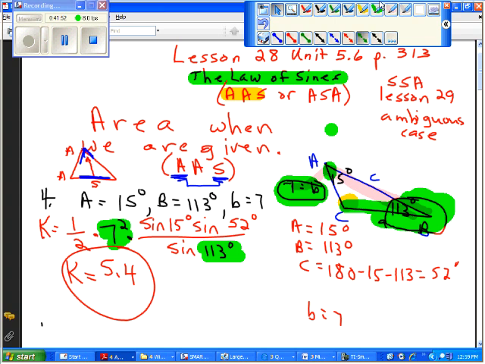And then if you have a triangle and what you're given is in the order of angle, angle, side, then what you're going to do is figure out which side is opposite which angle, and you're going to say area equals 1/2 of the side that you were given squared times a fraction whose numerator is sine of non-used angle number 1 times sine of non-used angle number 2 over the sine of the angle that was opposite the side you squared. There you have it.